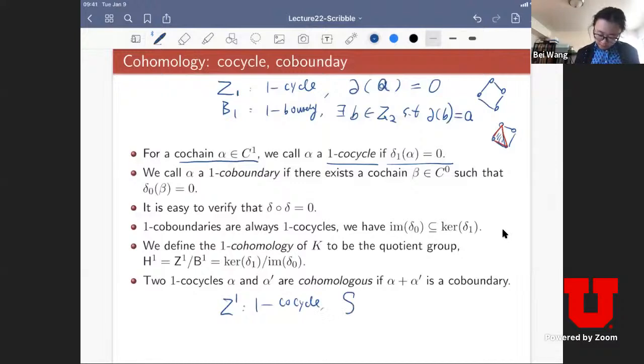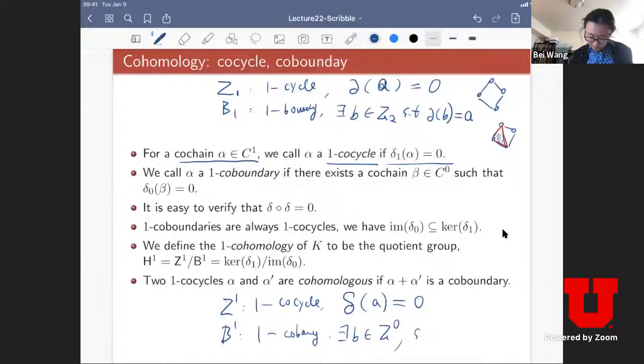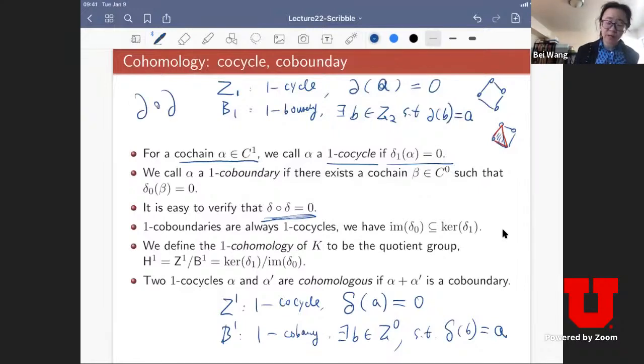Now, if I want to talk about Z superscript 1, it is called a 1-cocycle. And a 1-cocycle is just replacing my boundary operator by my co-boundary operator. And then B superscript 1 of co-boundary, again replacing my operator, is that there exists B that is one dimension lower such that... all right, the last bit we want to verify is that, as before, if I take two boundaries, it's 0. If I take two co-boundaries, it also has to be 0, okay?